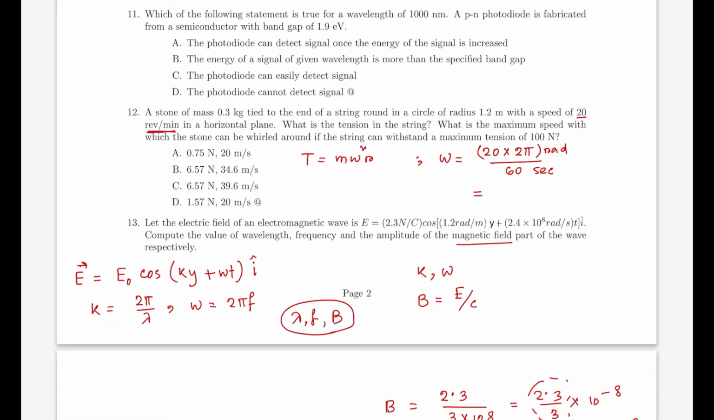So that would be 2 pi by 3, and you have to put it here: T equals m times (2 pi by 3) square into 1.2 meter, and you will get the value of T as 1.57. So you don't need to calculate the second part, because only one option will match here, that is T is 1.7, option D.